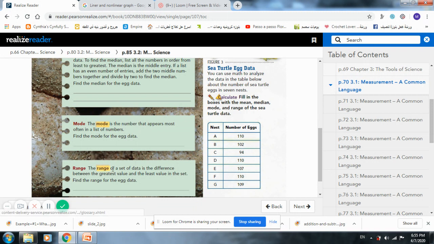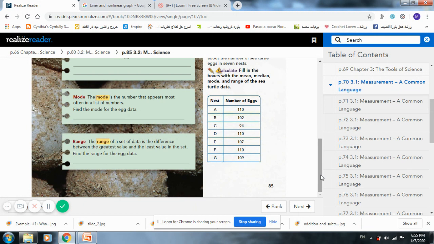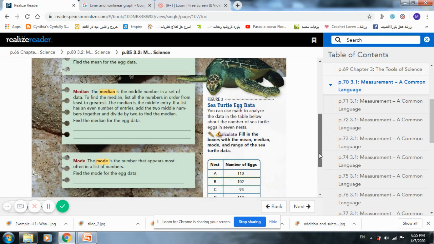The range: you have to subtract the lowest value from the highest value. The highest value here is 110 and the lowest value is 94, so the range is 16. Why? Because 110 minus 94 equals what? Equals 16. Okay.